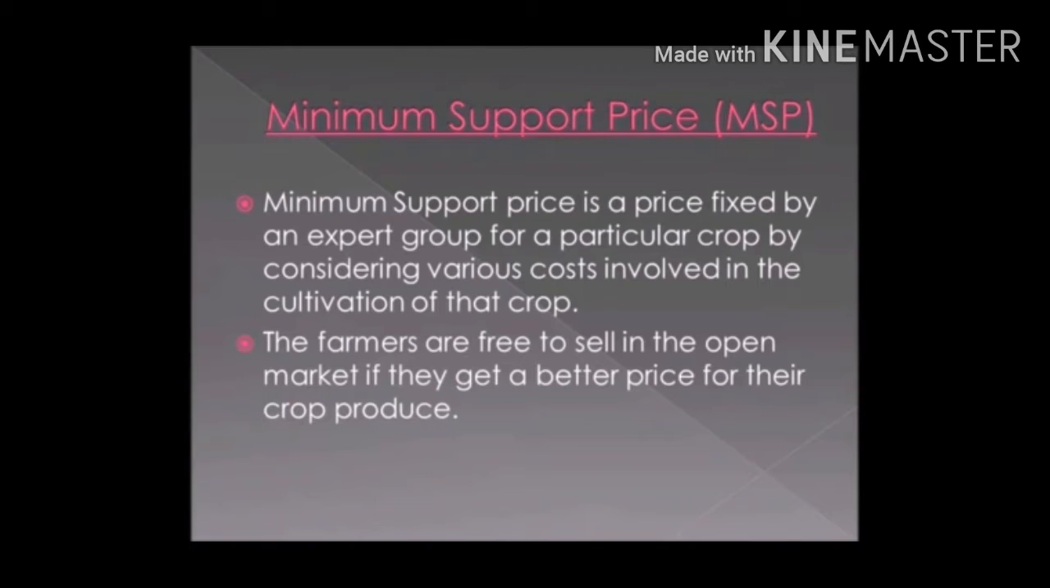Minimum support price is a price fixed by an expert group for a particular crop, by considering various costs involved in the cultivation of that crop. After announcing the MSP, the state will open procurement centers. That means collecting the crops at centers in places where these crops are widely grown.